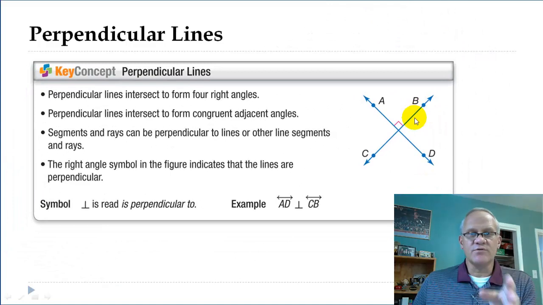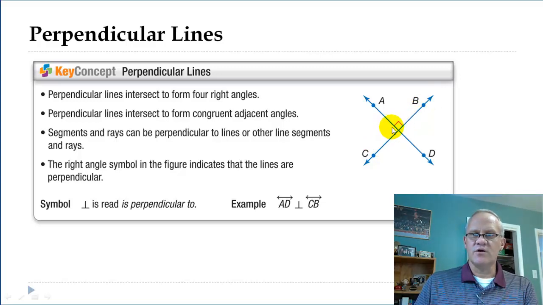Perpendicular lines. Okay, so now we're going to talk about perpendicular lines. A couple quick things about them. First of all, they intersect to form 4 right angles. When you have 2 lines that intersect and they put the little right angle mark in here, you know that if they mark 1, all of these have to be right angles. So that's a right angle, that's a right angle, and that's a right angle. If one of them is a right angle and 2 lines are crossing, they all have to be right angles.